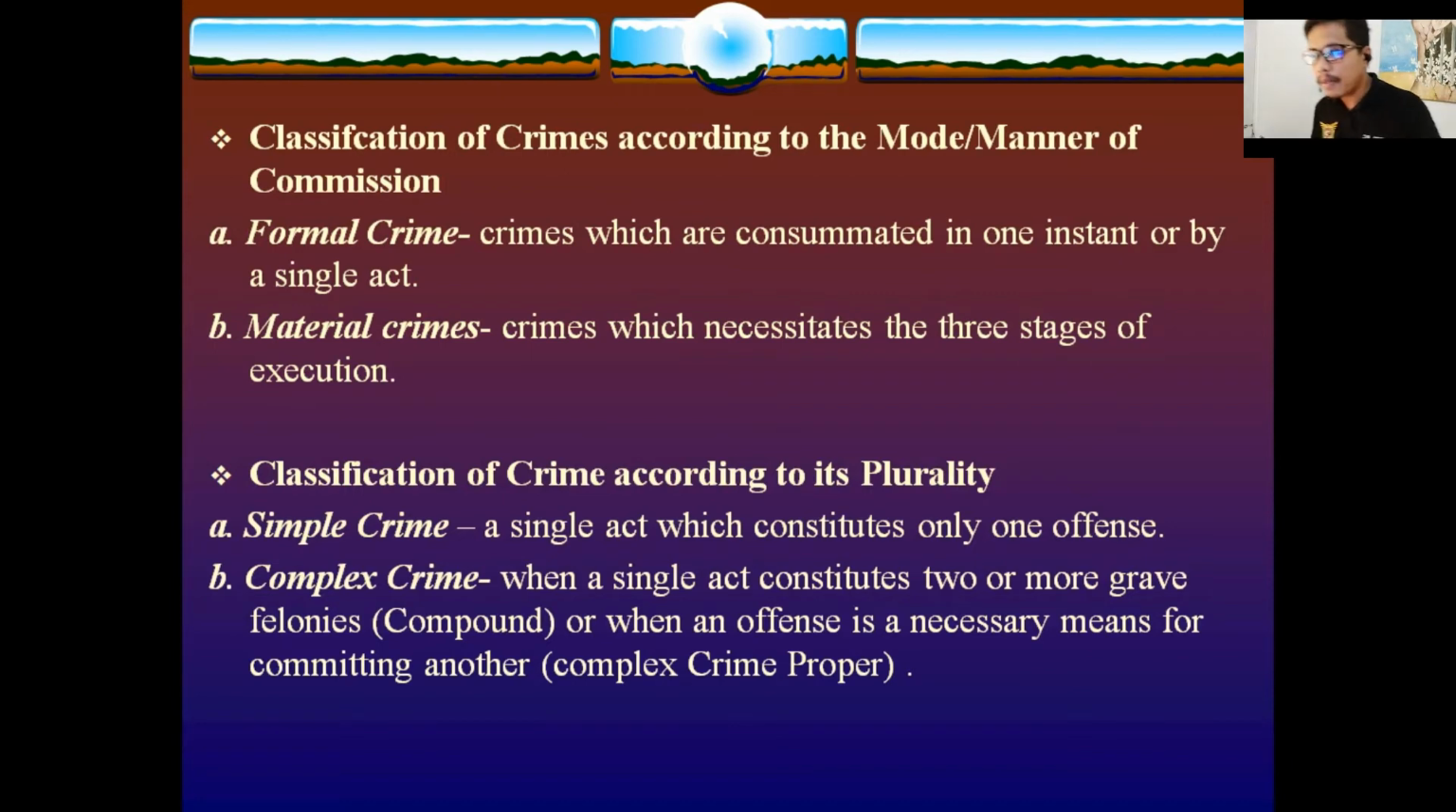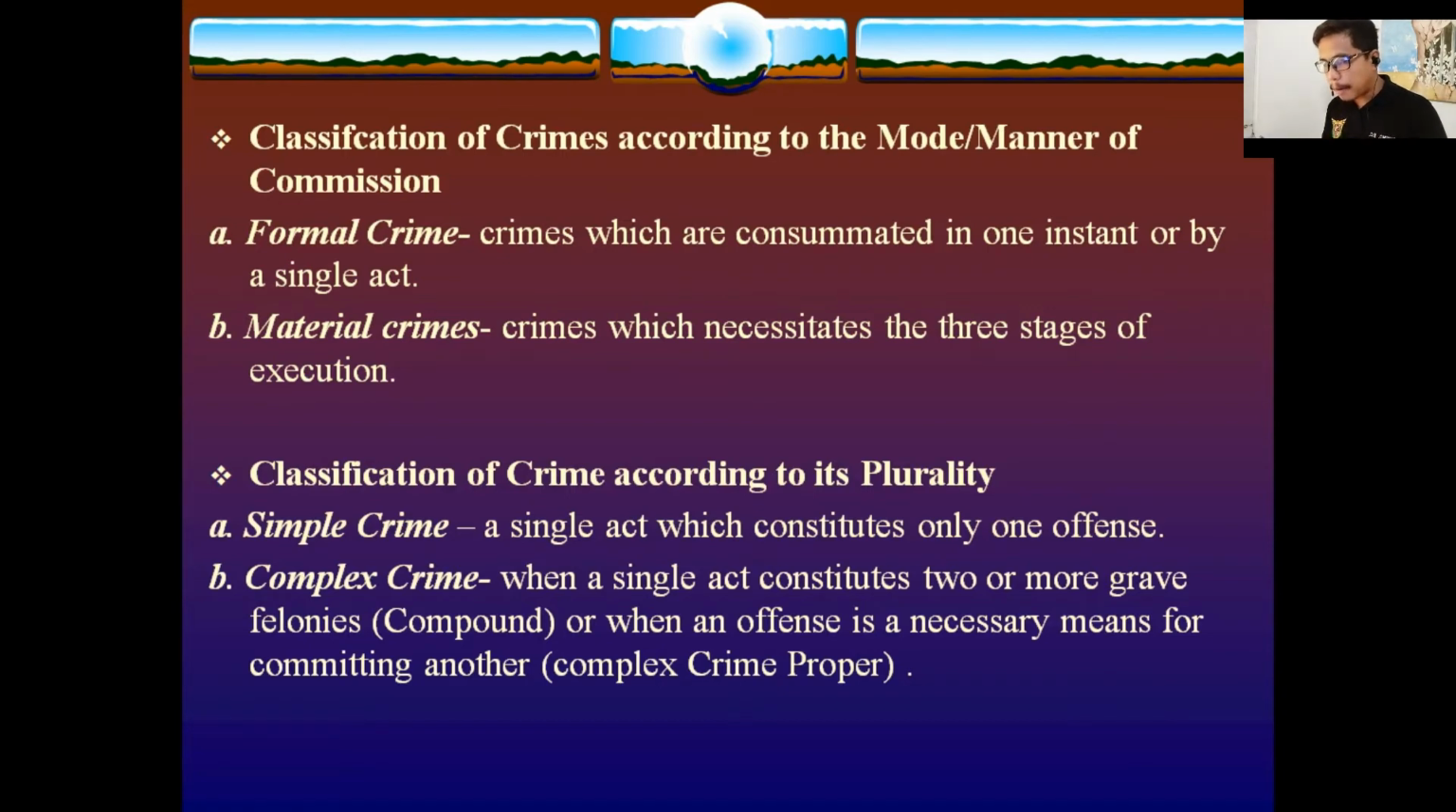What is a formal crime? Formal crimes are crimes which are consummated in one instant or by a single act. Material crimes are crimes which necessitate the three stages of execution. For example, we have attempted murder, frustrated murder, and consummated murder. If a particular act like murder consists of three stages, that shall be considered as a material crime. Why? Because it contains an attempted stage, a frustrated stage, and a consummated stage.